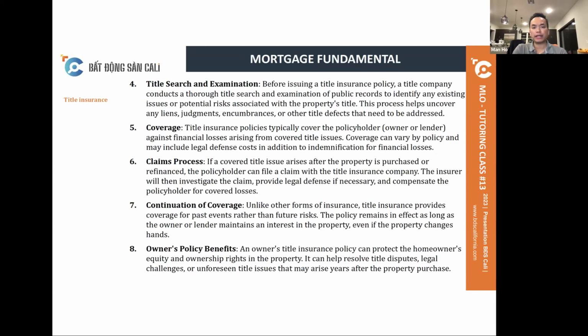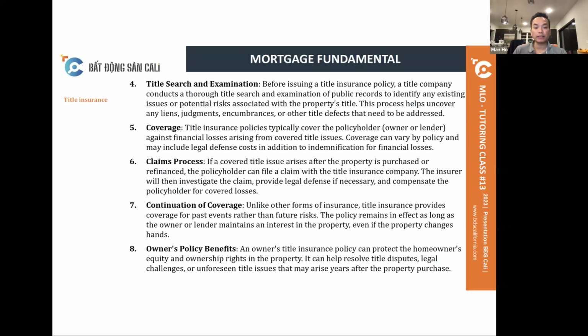Title search and examination. Before issuing a title insurance policy, a title company conducts a thorough title search and examination of public records to identify any existing issues or potential risks associated with the property title. This process helps uncover any liens, judgments, encumbrances, or other defects that need to be addressed before the title change, right?